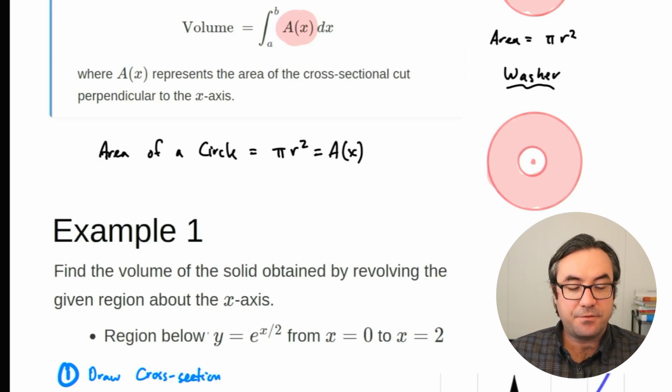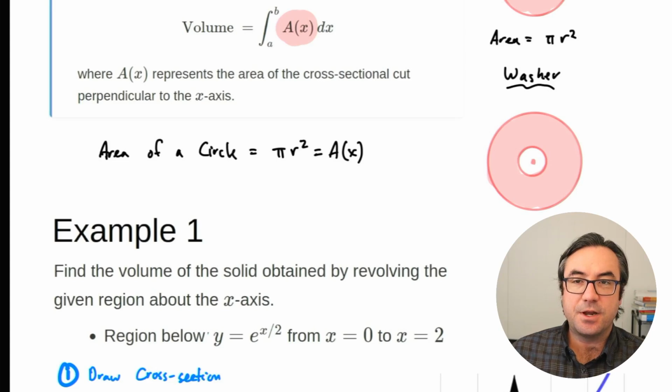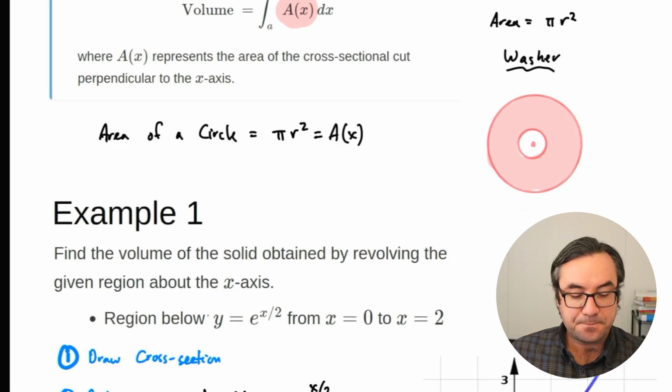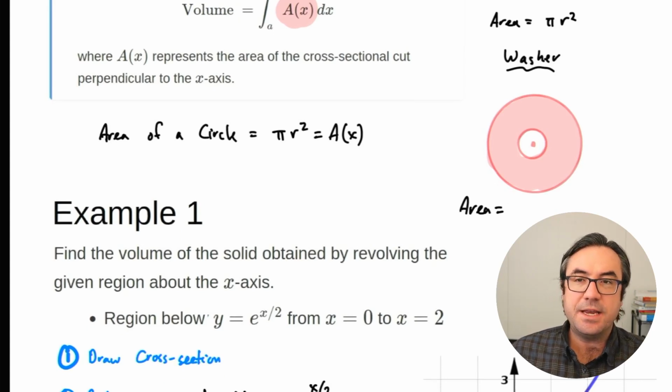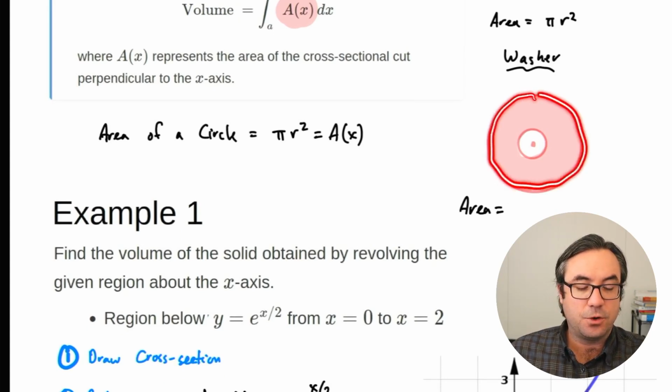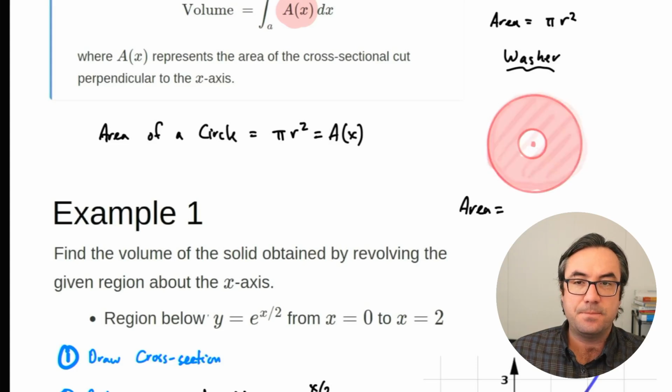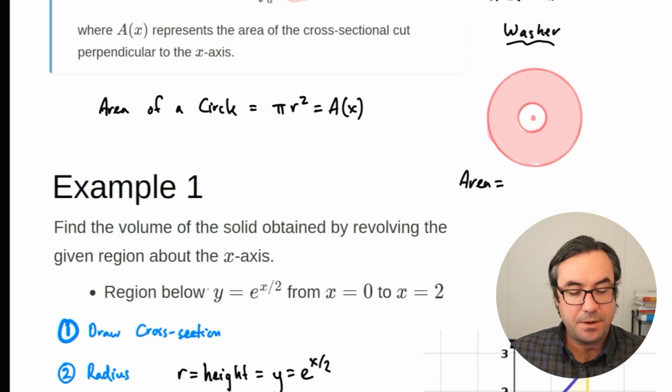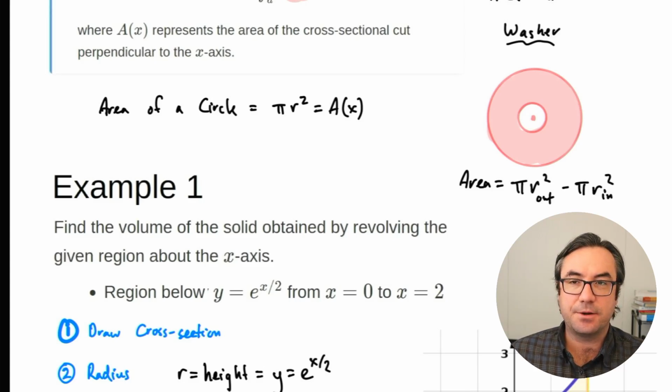And so the area for this is still going to involve the area of a circle, but the idea is we're going to figure out the total area for that outer circle. We're going to figure out the area for that inner circle and then subtract it out. So this is going to be pi times the outer radius squared minus pi times the inner radius squared.